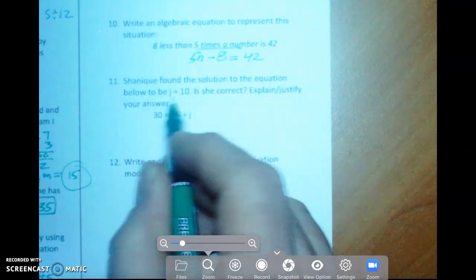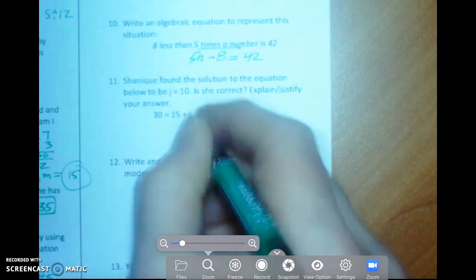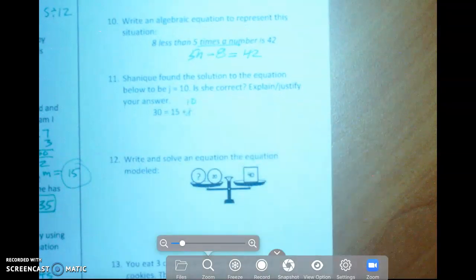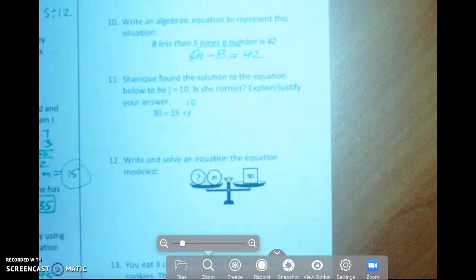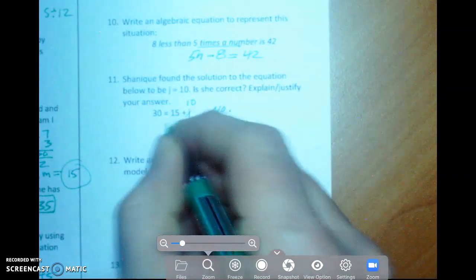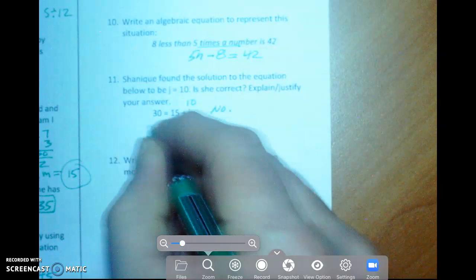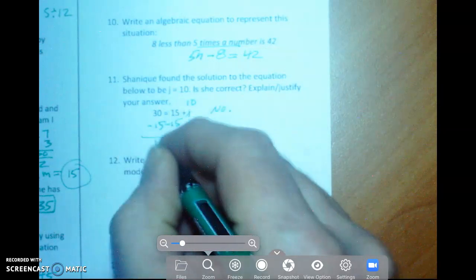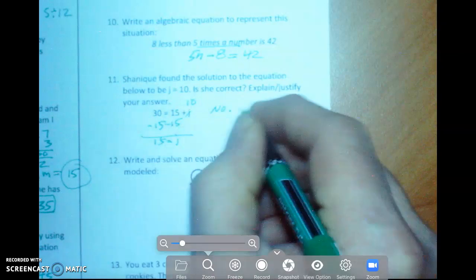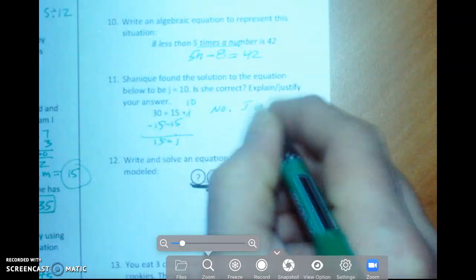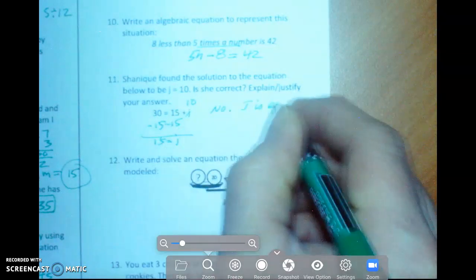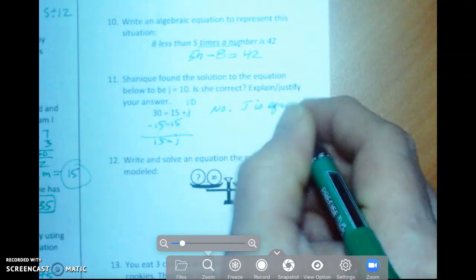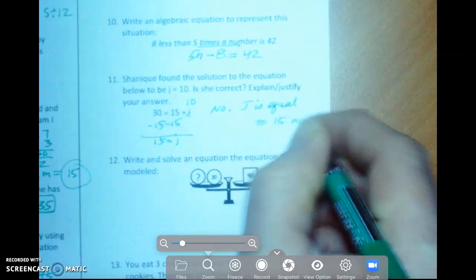Okay, Shanique found the solution to the equation below to be j equals 10. Is she correct? Well, let's just pop it in and see. 30 equals 15 plus 10. Is she correct? No. Let's just figure out what it would be. Let's subtract 15 from both sides. And 15 is equal to j. No. J is equal to 15, not 10.